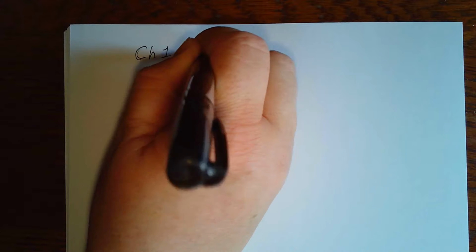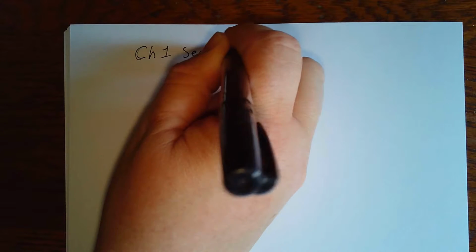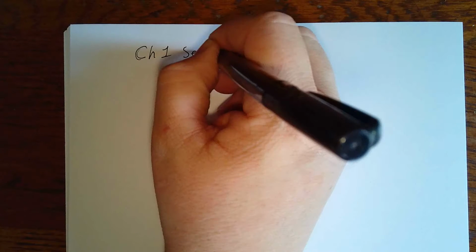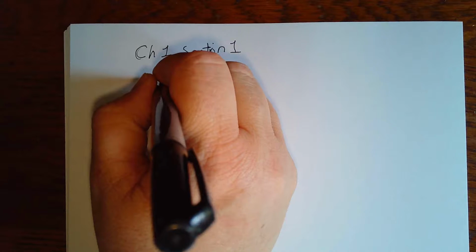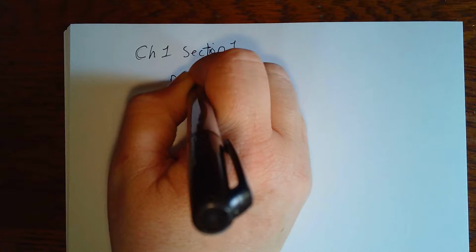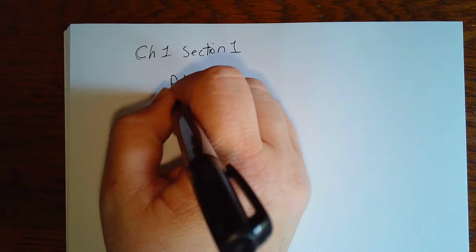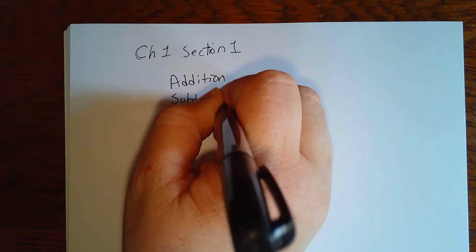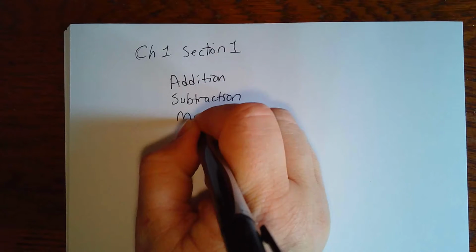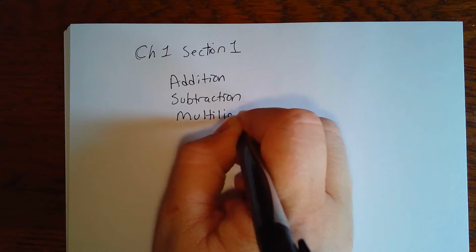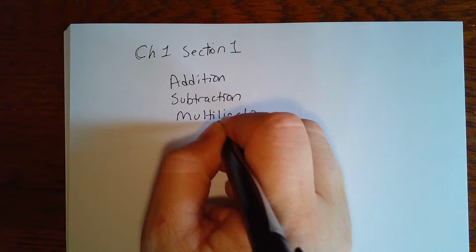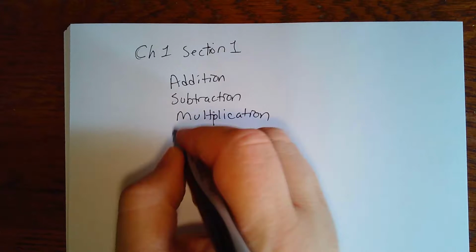Okay, today we're going to cover Chapter 1, Section 1. Chapter 1, Section 1 deals with your four properties. We have addition, subtraction, multiplication, and we have division.